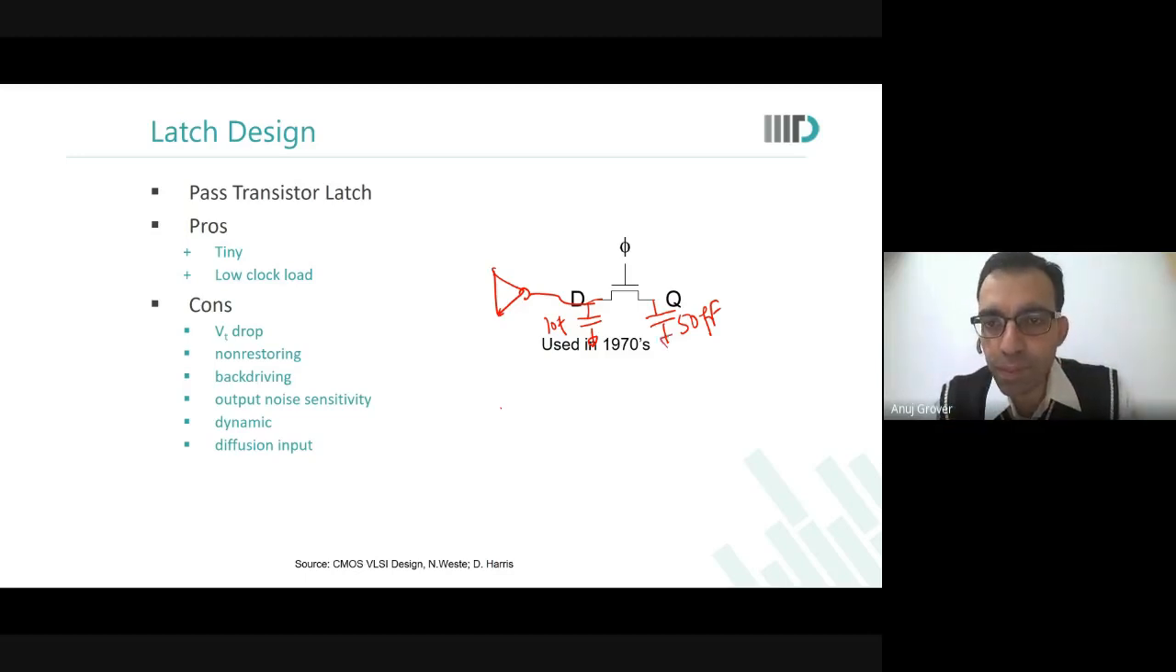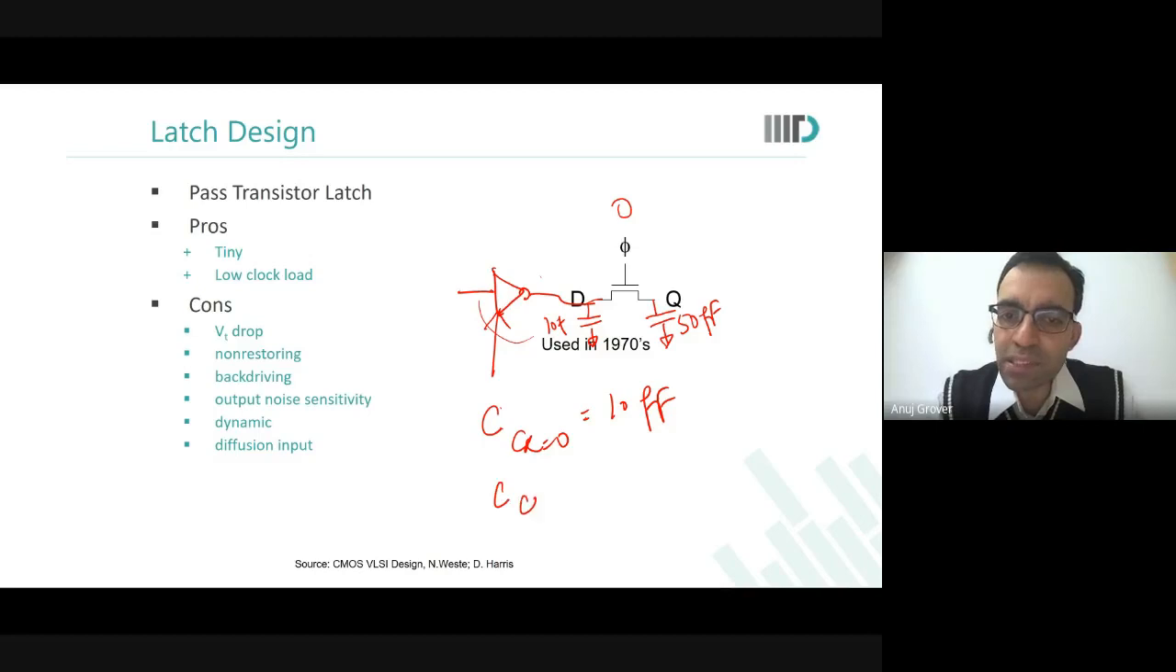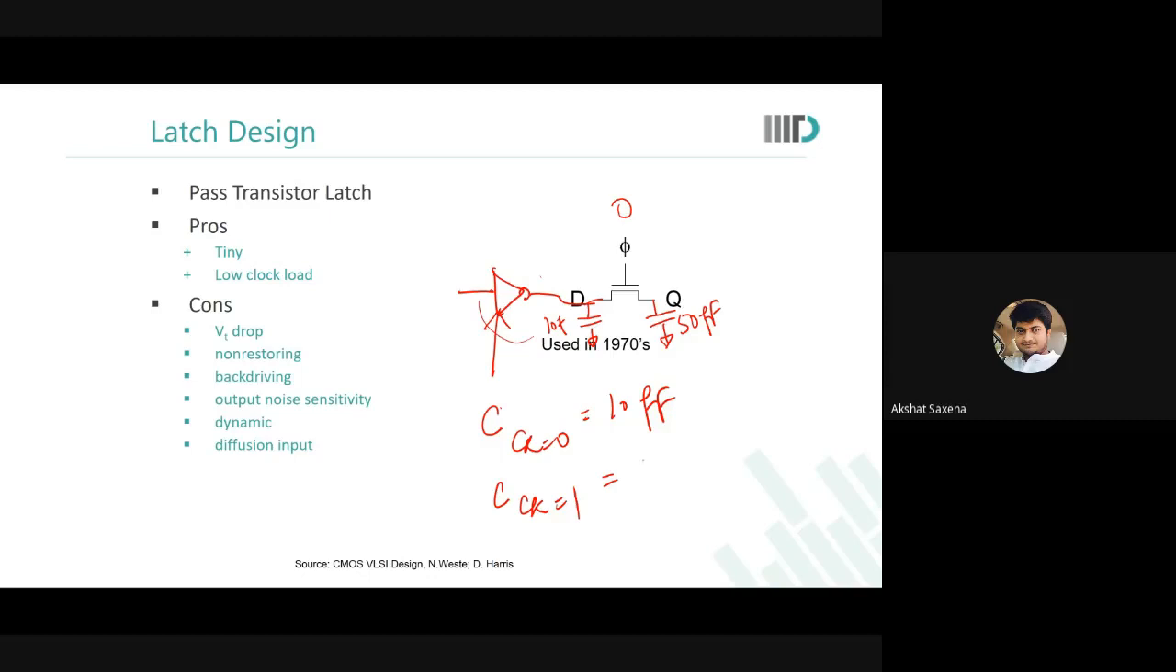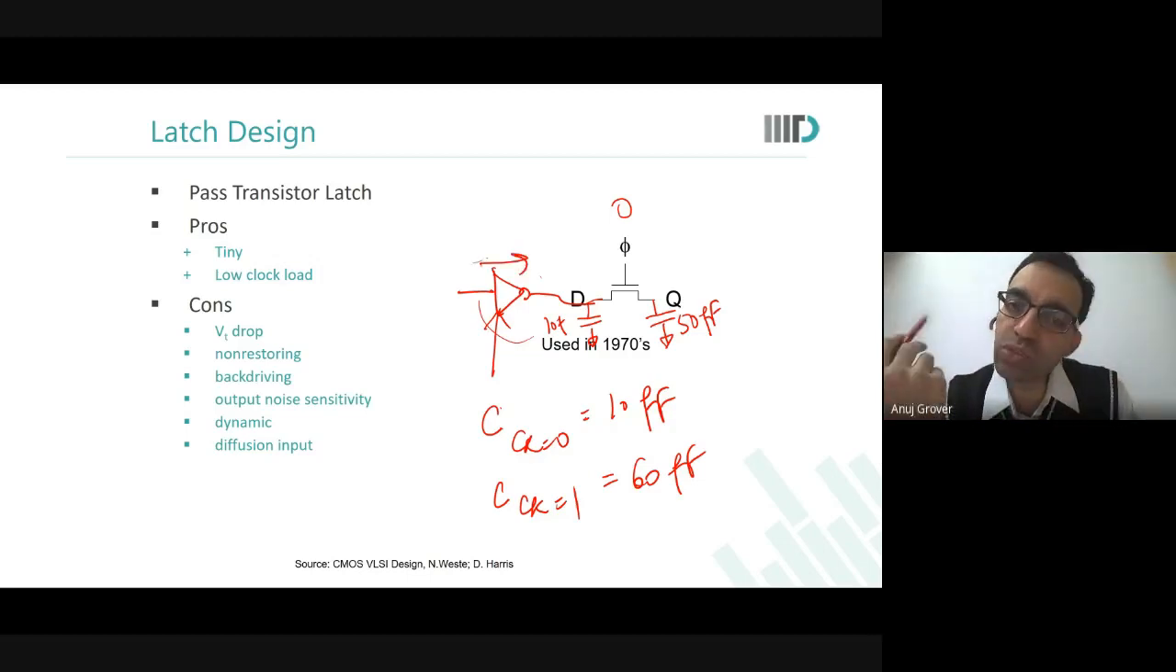Yes, sir. So imagine that D is toggling. This inverter has to drive this latch when clock is equal to 0. What is the capacitance that my inverter will see? Ten femtofarad. What is the capacitance that it will see when Ck is equal to 1? 60 femtofarad. So do you see that the delay of this gate has changed so significantly just because of clock status?